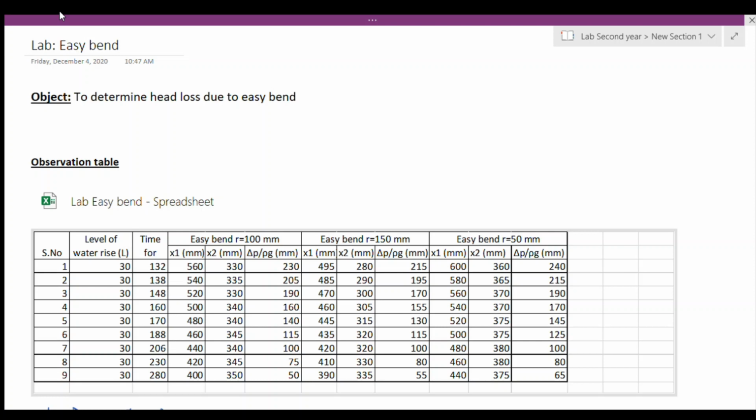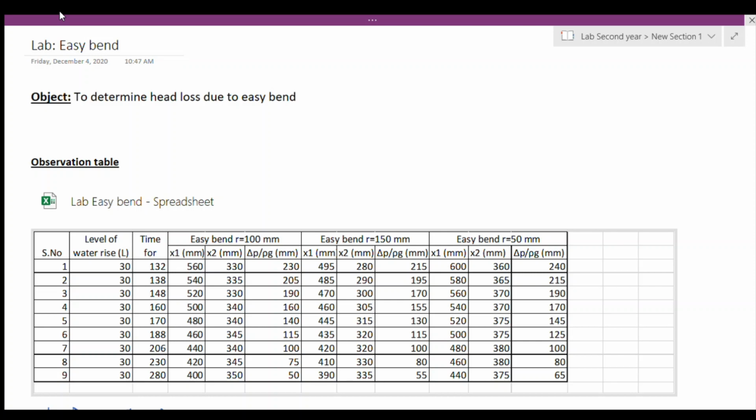So the object of this experiment is to determine head loss due to easy bend. Again, losses due to bends come into the minor loss category. We have major loss and minor loss. Major loss happens due to the frictional effects of the pipe, and minor losses are due to, let's say, sudden changes in the diameter, certain contraction, certain expansion, or because of joints, because of entrance or exit, or maybe because of different valves being used, and it also may be due to bends.